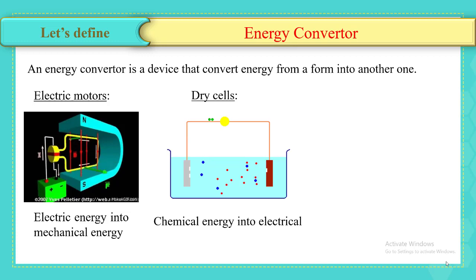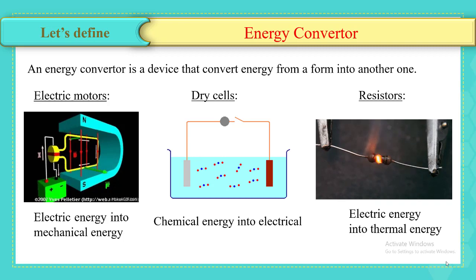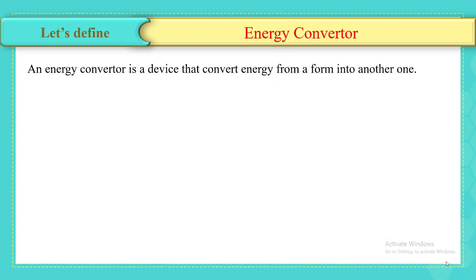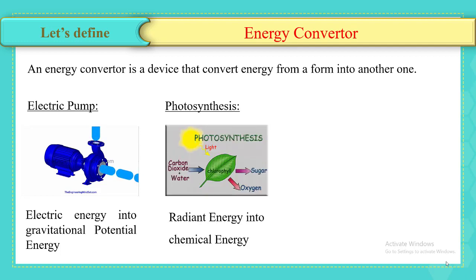The dry cell converts the chemical energy into electric energy. However, the resistors convert the electric energy into thermal energy. So the resistors are used in electric heater machines or appliances. The electric pump is used to convert electric energy into gravitational potential energy in order to raise up the water. The natural converter, photosynthesis, converts the radiant energy that arises from the sun into chemical energy.